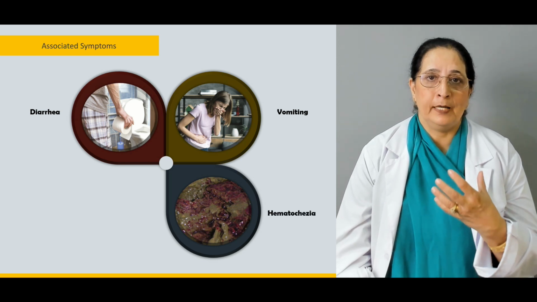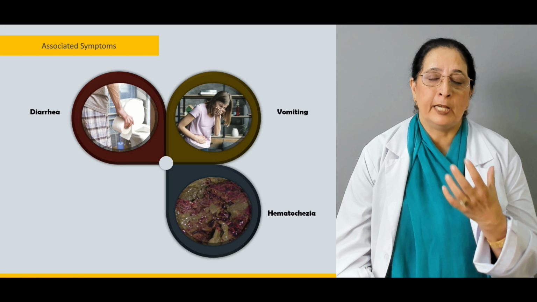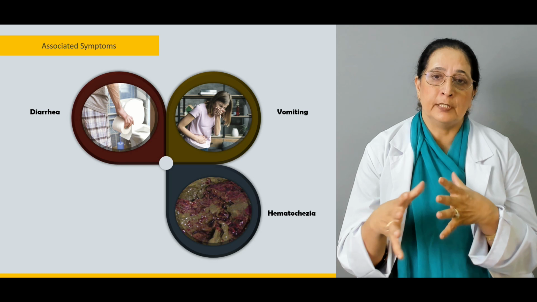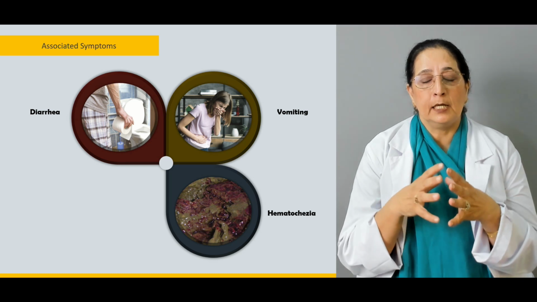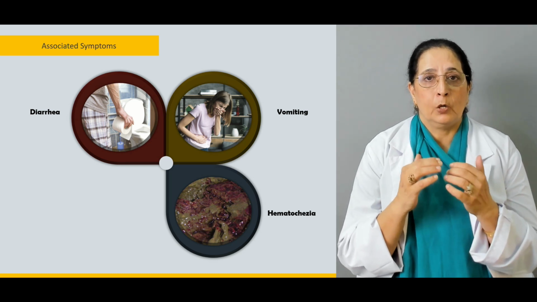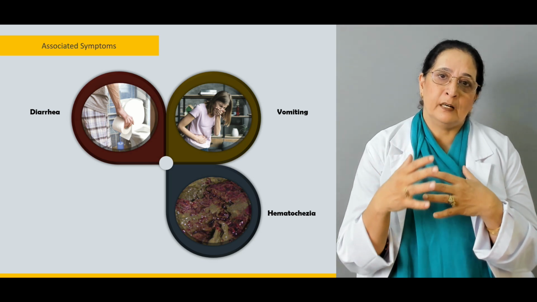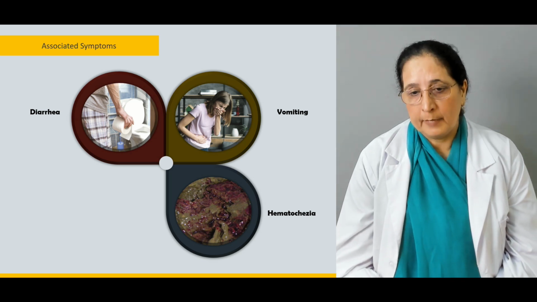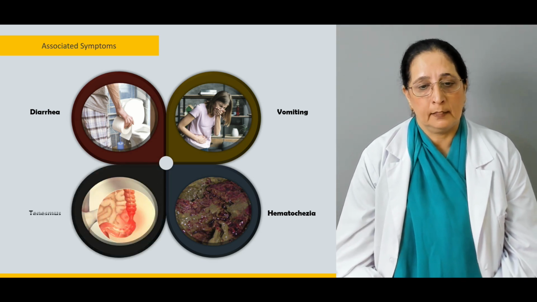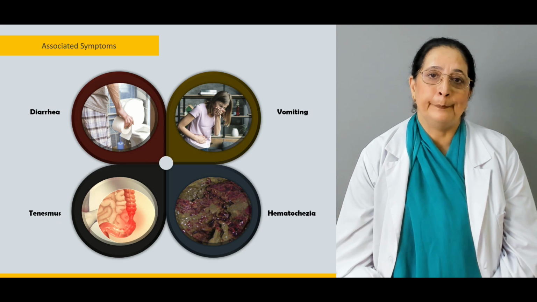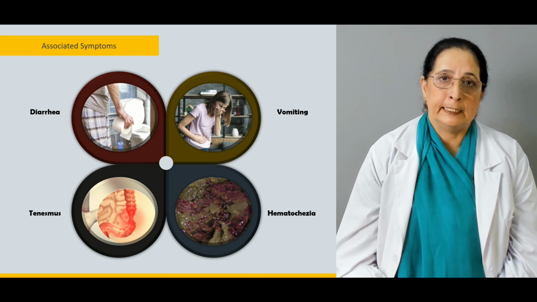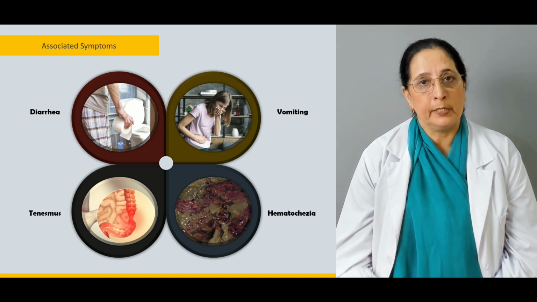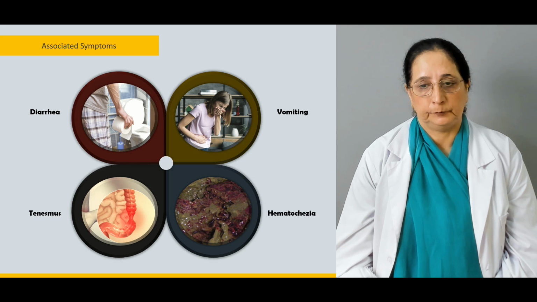Hematochezia, fresh blood in the stool, is hematochezia. That's the difference between melena and hematochezia. Hematochezia is the blood coming from the lower colon. Melena is dark brownish blood that comes from the upper GI. So hematochezia, and then there is tenesmus, incomplete evacuation sensation. So all these are some symptoms associated with the constipation.